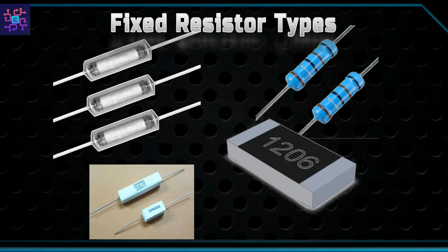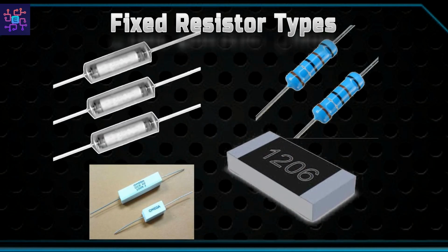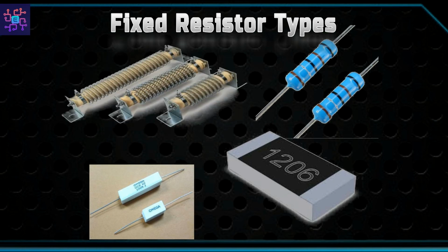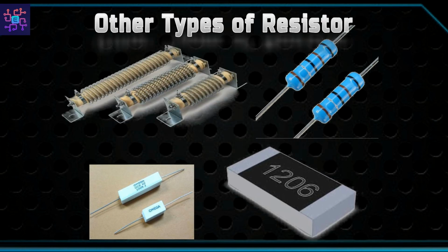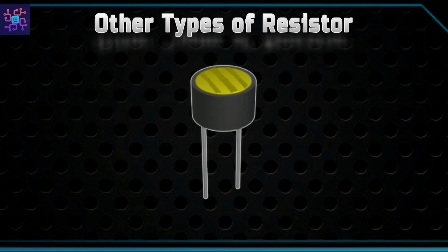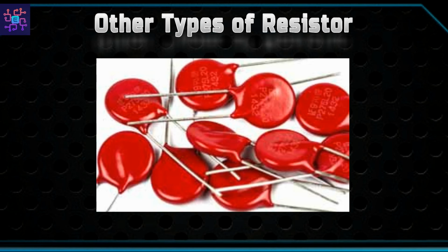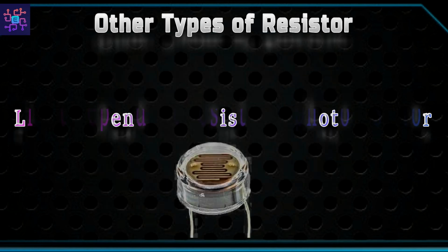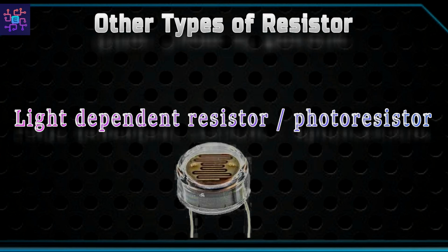So these are all the types of resistor that we discussed, an overview of how we can differentiate between resistors. Now we will see other types of resistor where we are using a resistor for other applications rather than just resisting the flow of current, or we can say practical applications. The first in our list is the light dependent resistor, LDR, also known as photoresistor.